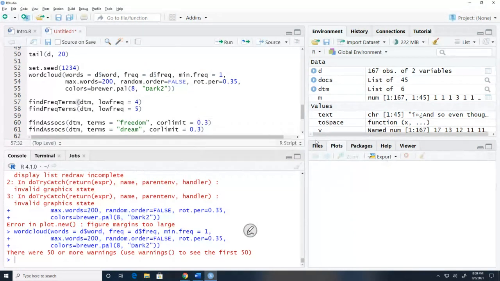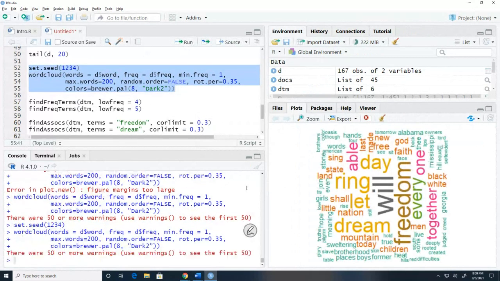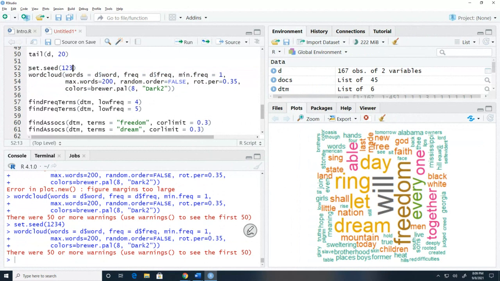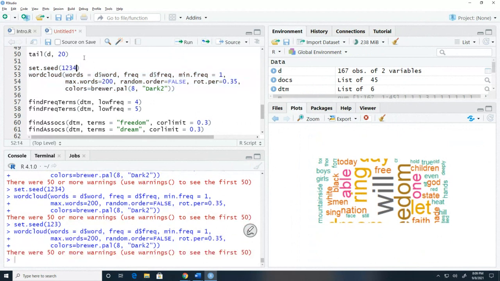Try to make it bigger and make sure you run it with set seed, because it creates a random layout. If you change this, it should change what the graphic looks like. Since it's using a random process when it arranges the words, you have to use the set.seed function, and that just tells the random number generator to use that exact seed number.